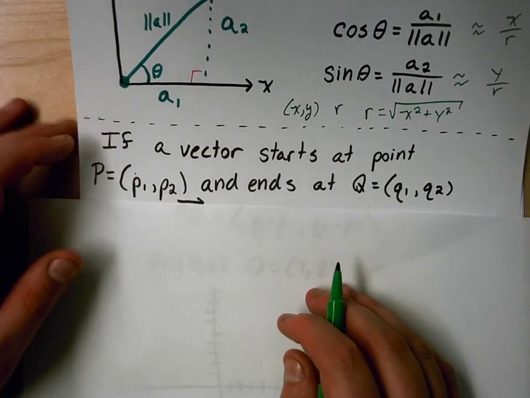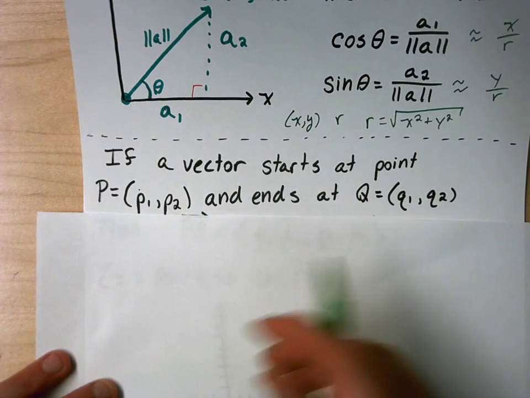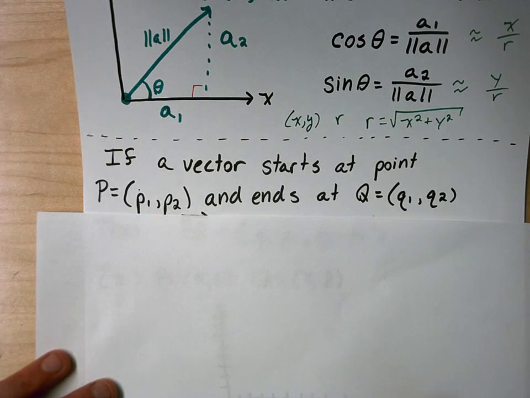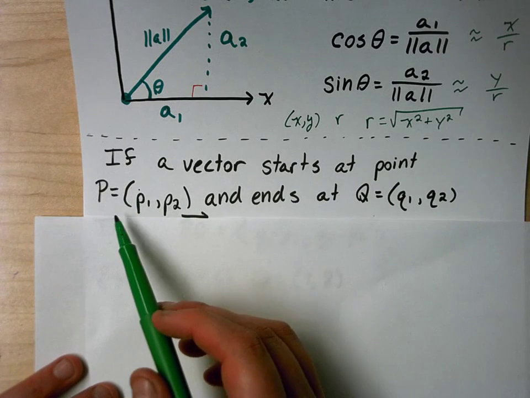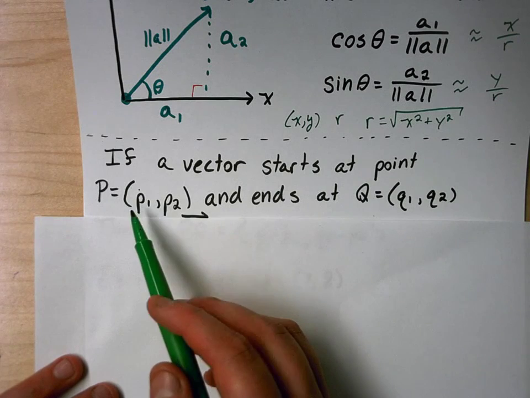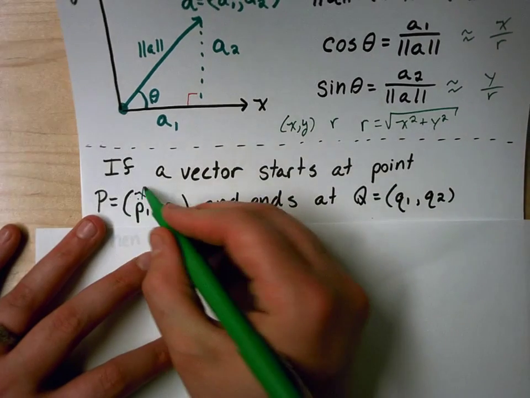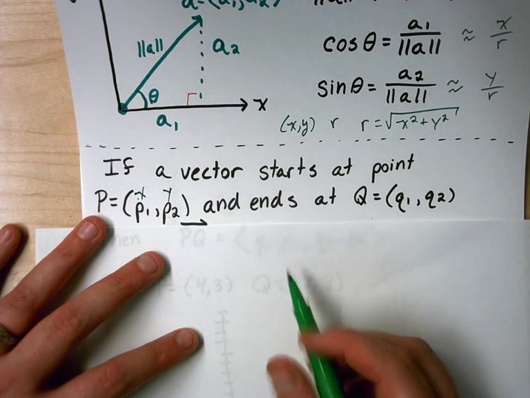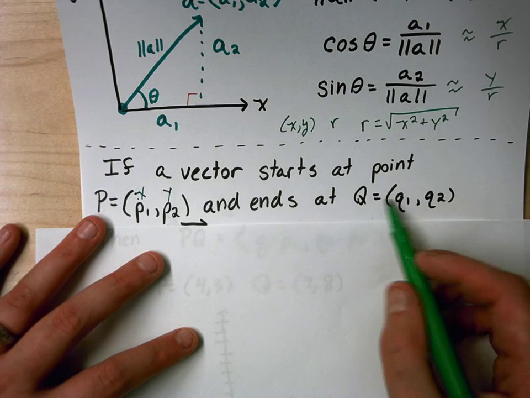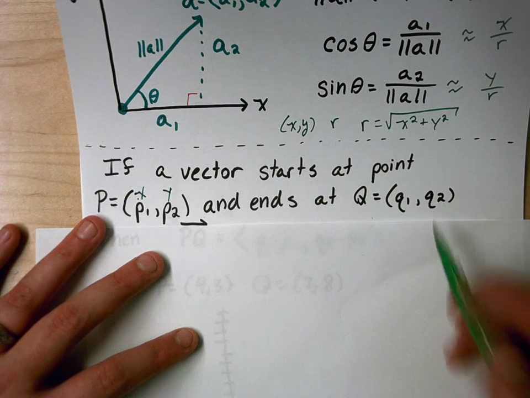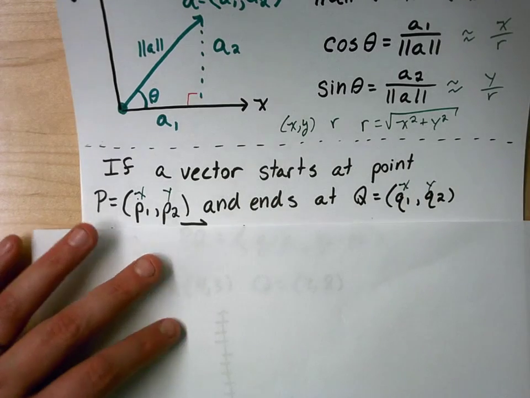So as you've seen, we usually have vectors starting at the origin, but sometimes we can have vectors starting anywhere and ending anywhere. So let's say that I have a vector, and let's say it starts at point P, and let point P be P1 and P2. So P1 is going to be my x value, and P2 is going to be my y value. And let's say that it ends at point Q, which has Q1 and Q2. So Q1 would be my x coordinate in that case, and Q2 would be my y coordinate.